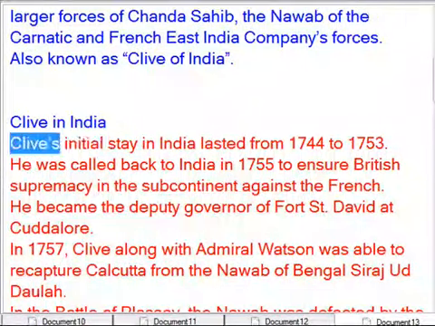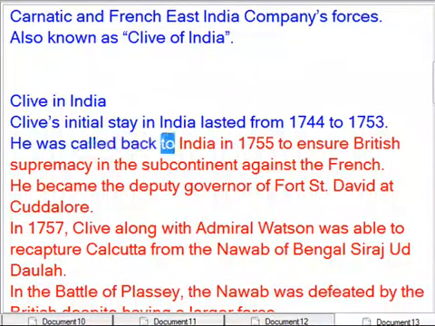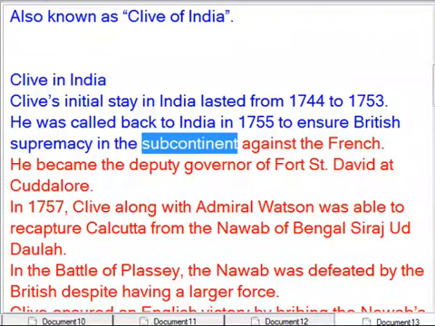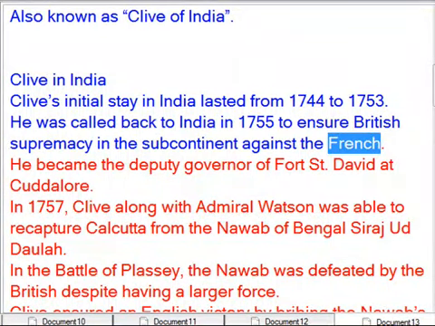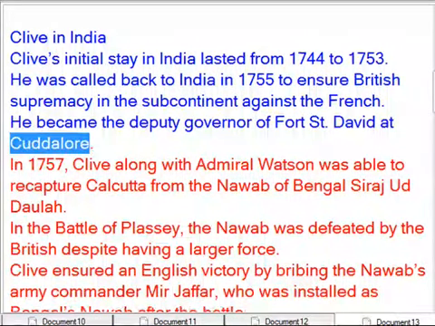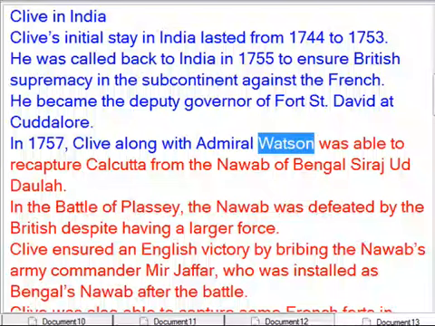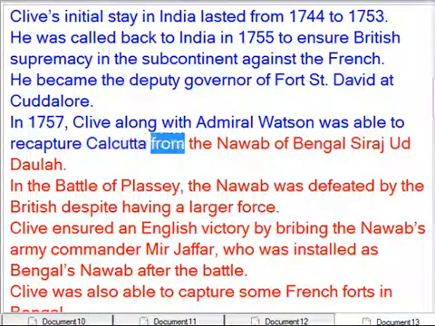Clive in India. Clive's initial stay in India lasted from 1744 to 1753. He was called back to India in 1755 to ensure British supremacy in the subcontinent against the French. He became the deputy governor of Fort St. David. In 1757, Clive, along with Admiral Watson, was able to recapture Calcutta from the Nawab of Bengal, Siraj ud-Daulah.